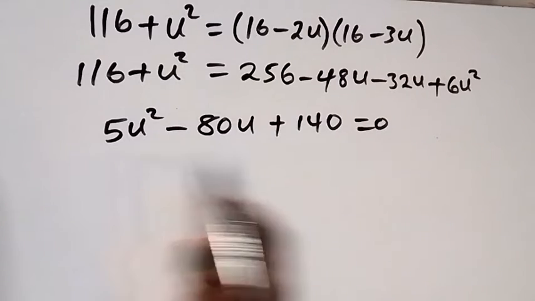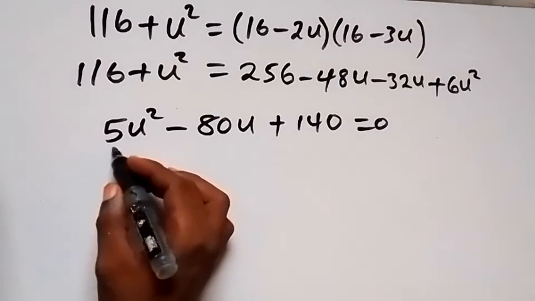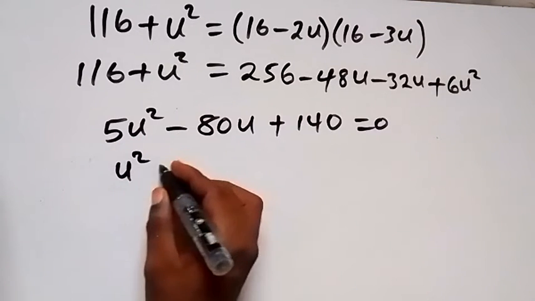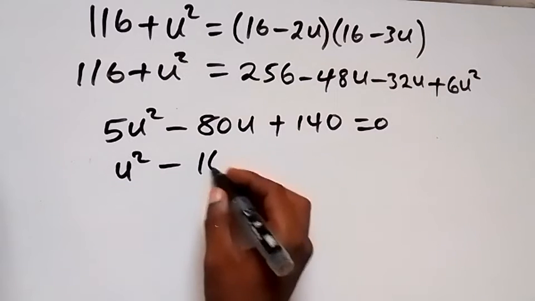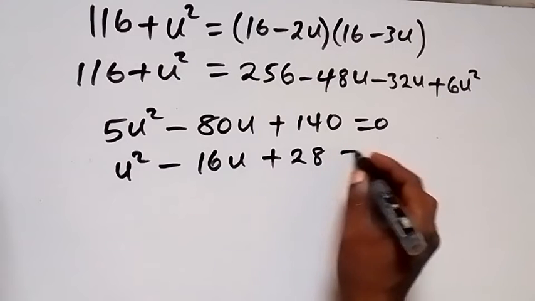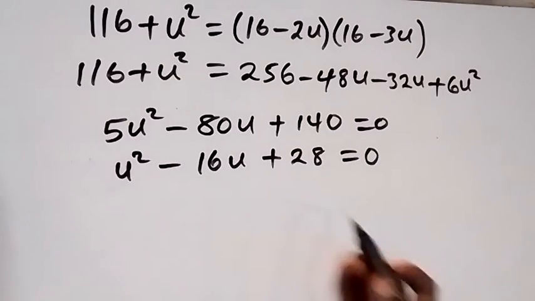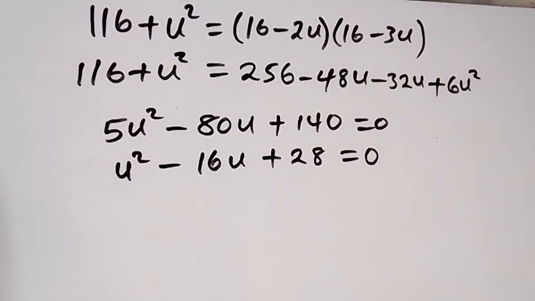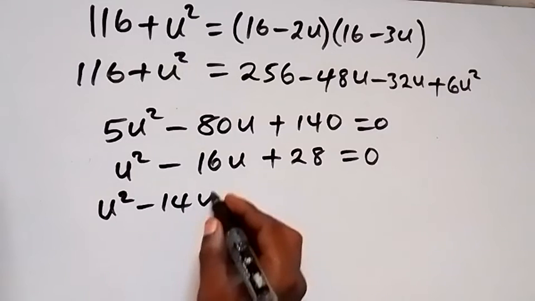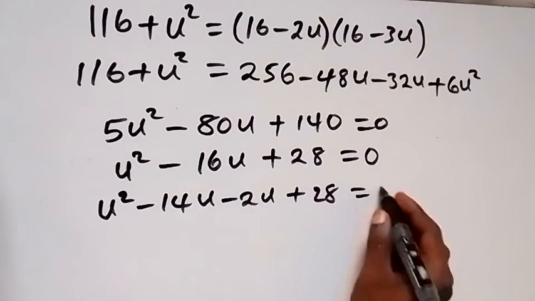Now we can reduce this as well by dividing through by 5. So when we divide through by 5 here, 5 will cancel 5 here, that's u squared. Then minus, divide through by 5, that's 16u. Then plus 28, which is equal to 0. And from here, we can solve this quadratic equation and factorize, and this will be u squared minus 14u minus 2u, then plus 28, which is equal to 0.